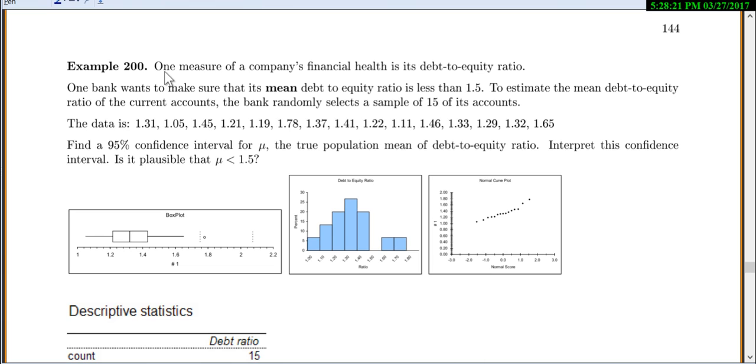So now it's time to practice. One measure of a company's financial health is its debt to equity ratio. One bank wants to make sure that its mean debt to equity ratio is less than 1.5. To estimate the mean debt to equity ratio of the current accounts, the bank randomly selects a sample of 15 of its accounts. So that tells me my sample size is 15.